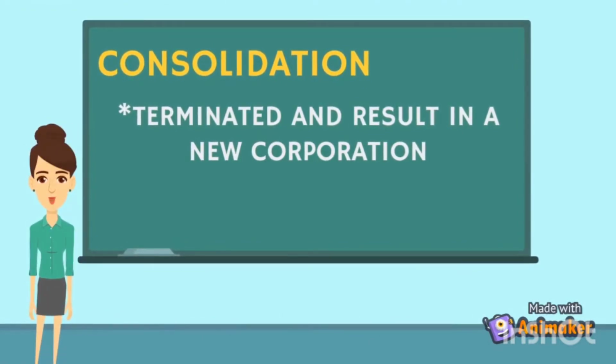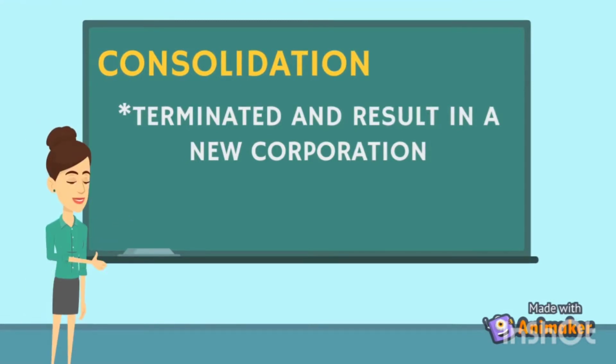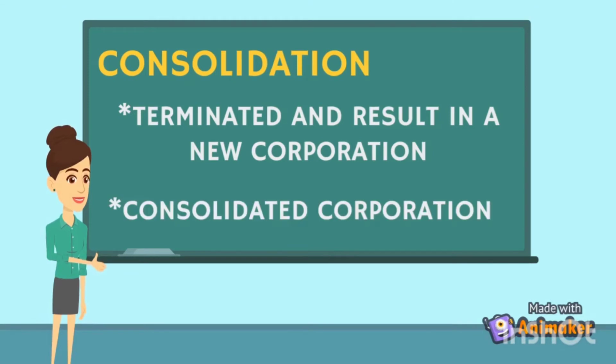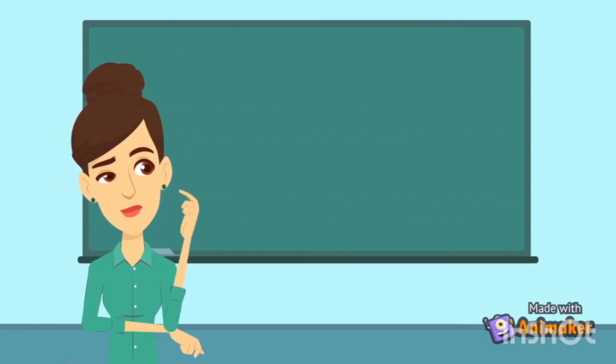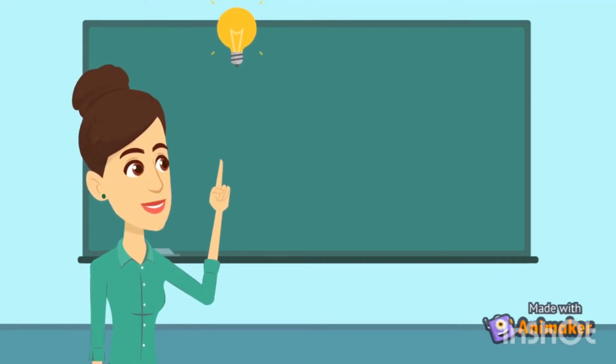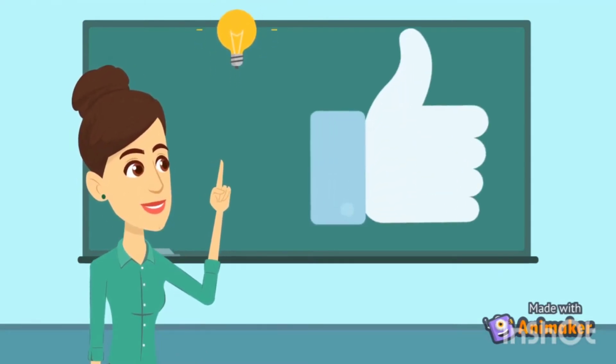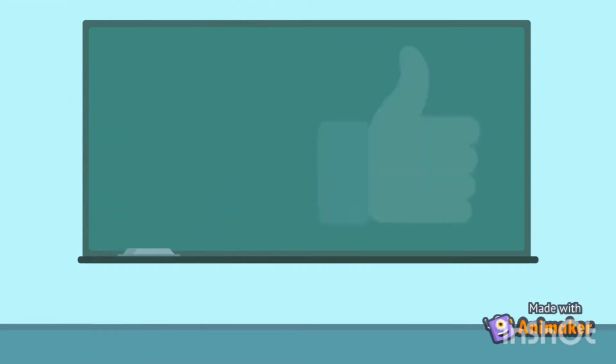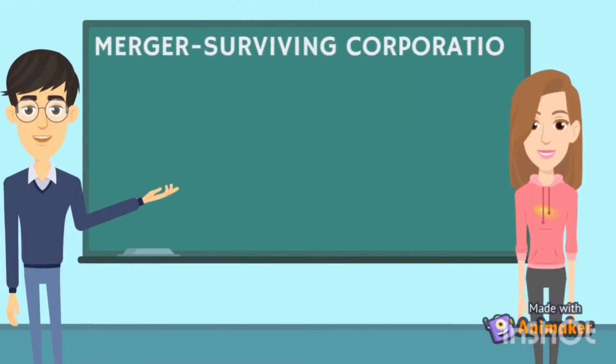Consolidation is the union of two or more corporations, whereby the existence of the constituent corporations is terminated and will create a new one, which is called the consolidated corporation. Now, to not be confused between the two, I will ask my friends from the company at Merger and Consolidation, Mark and Sally.